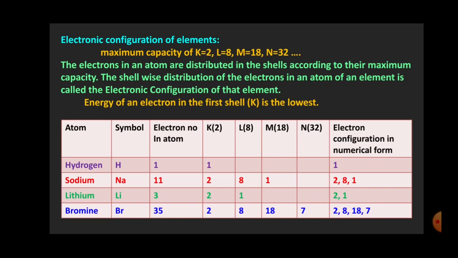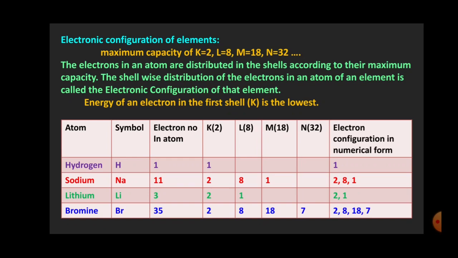That means in K, the maximum number of electrons will be 2 into 1, 2 ones are 2. So that is the maximum number of electrons. In L it is 2n², now n is 2, so 2 twos are 4, and then 4 into 2 is 8. Likewise, M is 18 and N is 32. And the last column shows the electronic configuration in numerical form. So let's see, hydrogen: symbol is H, electron 1, it is in K, and the electronic configuration is 1.